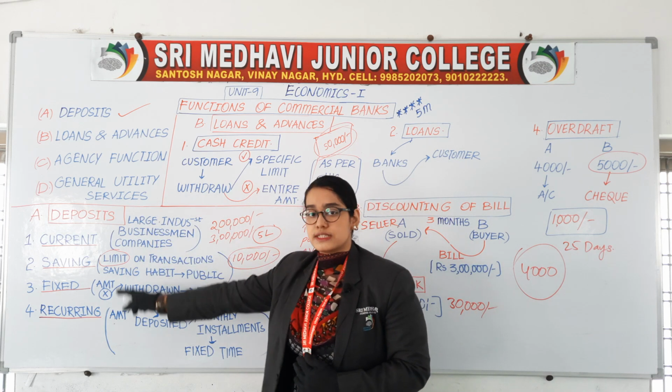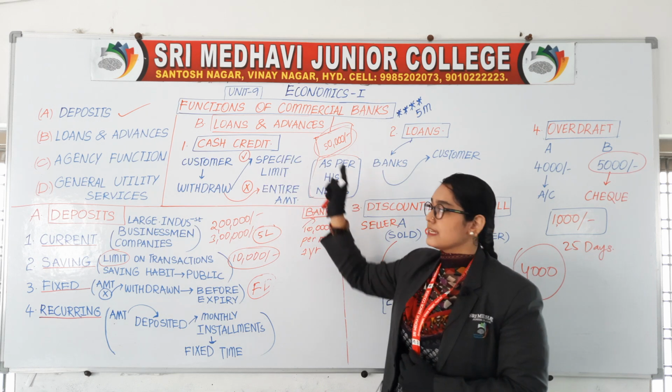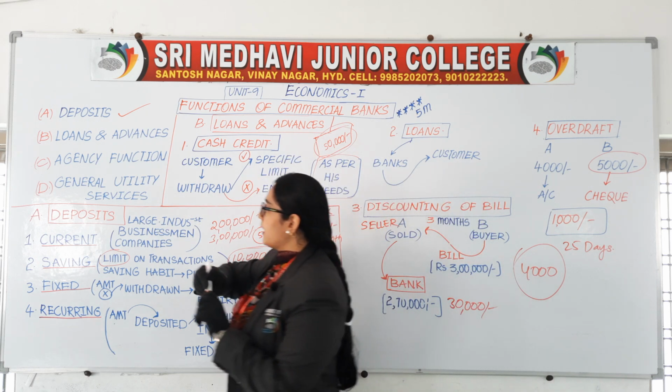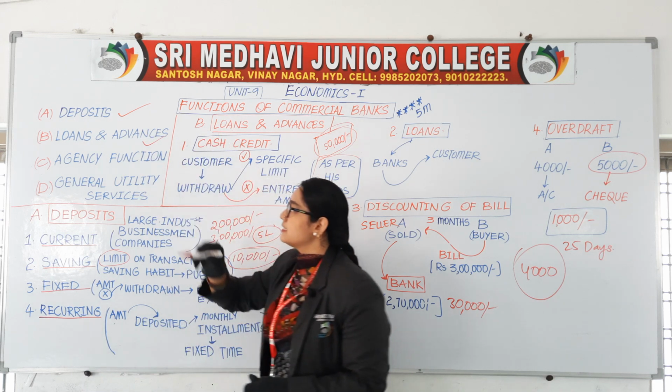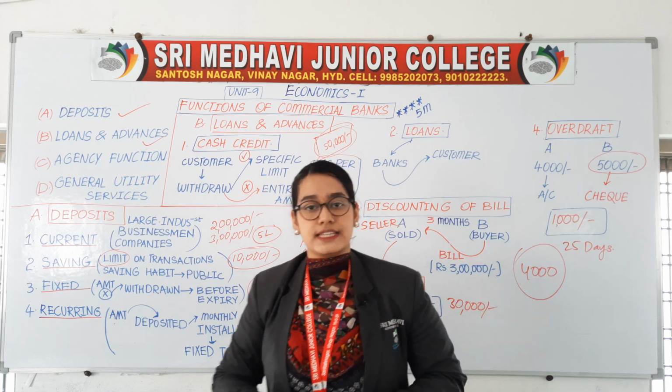So the first point was 4 types of deposit, and the second point we had 4 side headings. So deposits and loans and advances is completed. Next we are going to discuss point number C and D.